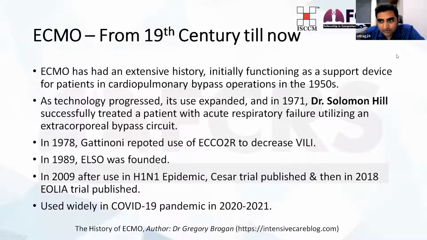And in 2000, there were many cases in the H1N1 epidemic where ECMO was used, and then the CESAR trial was published, which showed that in tertiary centers where protocolized care is there, outcomes are better, not definitely due to ECMO, but any center with an ARDS protocol and facility of ECMO has better outcomes. Then in 2018, the EOLIA trial was published. There was no mortality benefit in the EOLIA trial as well, but there has been increasing use after the COVID pandemic. ECMO has been used extensively in COVID-19 as well.